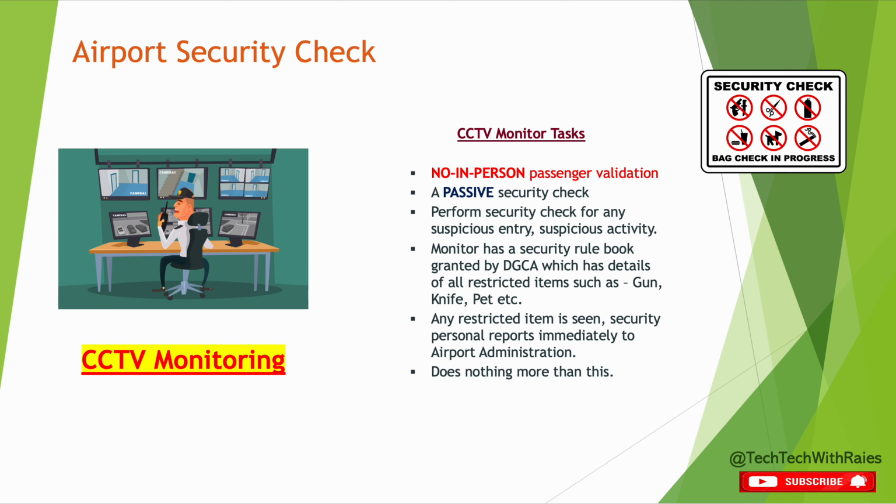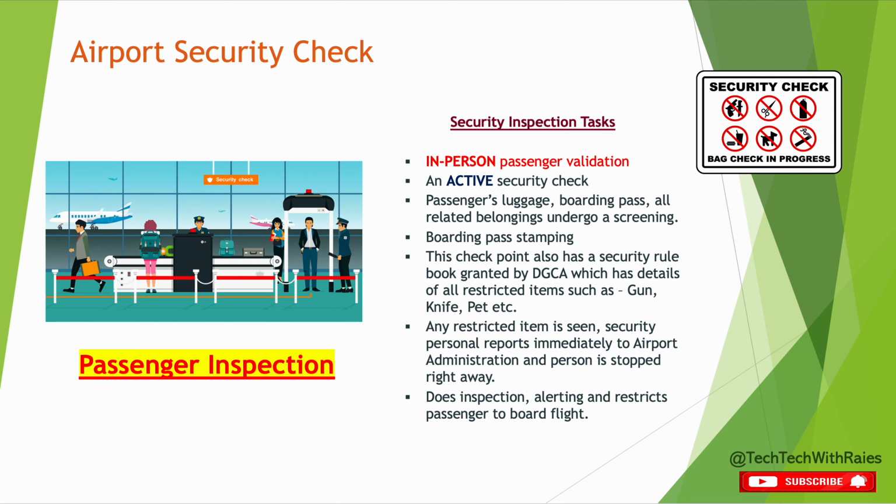The next type of security layer in the airport is passenger inspection. In this security model, when you reach inside the airport and reach the security check, every person will be inspected in person. Their luggage will also be inspected. Every person's luggage will be screened through screening machines, and the person's boarding pass and all related belongings will be checked.